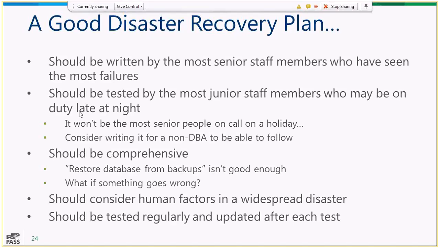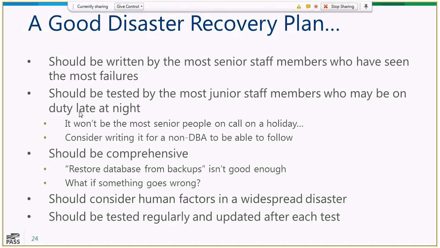And this plan needs to be very comprehensive and complete. You can't just say, well, restore the database from the backups. That's not going to be good enough for most people. They're going to have steps on, okay, here's where the backups are located, and here's how you figure out what order to do it in, and here's a sample script that you could use to get started on this.